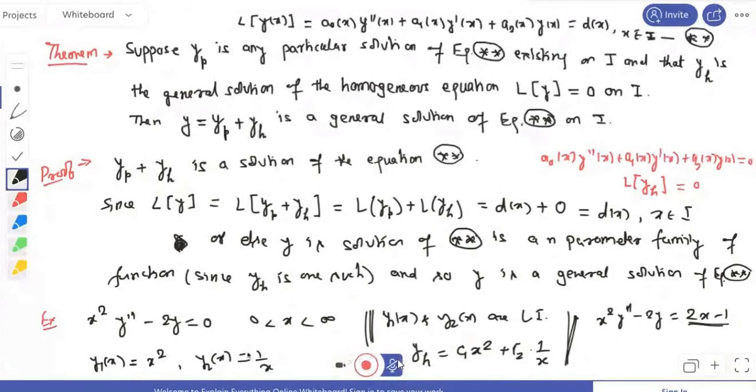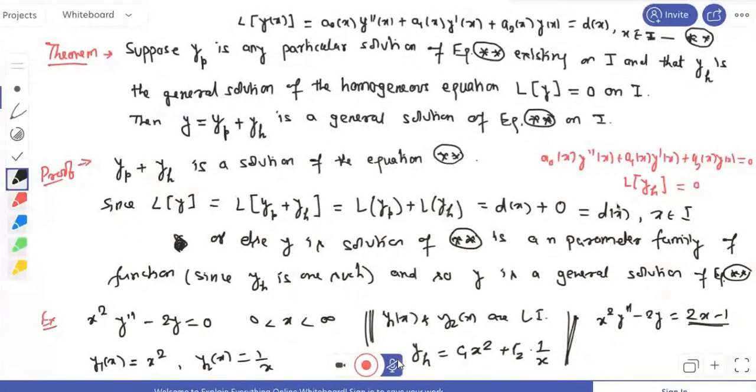Okay, here you have written in the second line that L of y equals L of yp plus yh. Sir, then after that you have written d of x plus 0. Sir, where did this 0 come from?